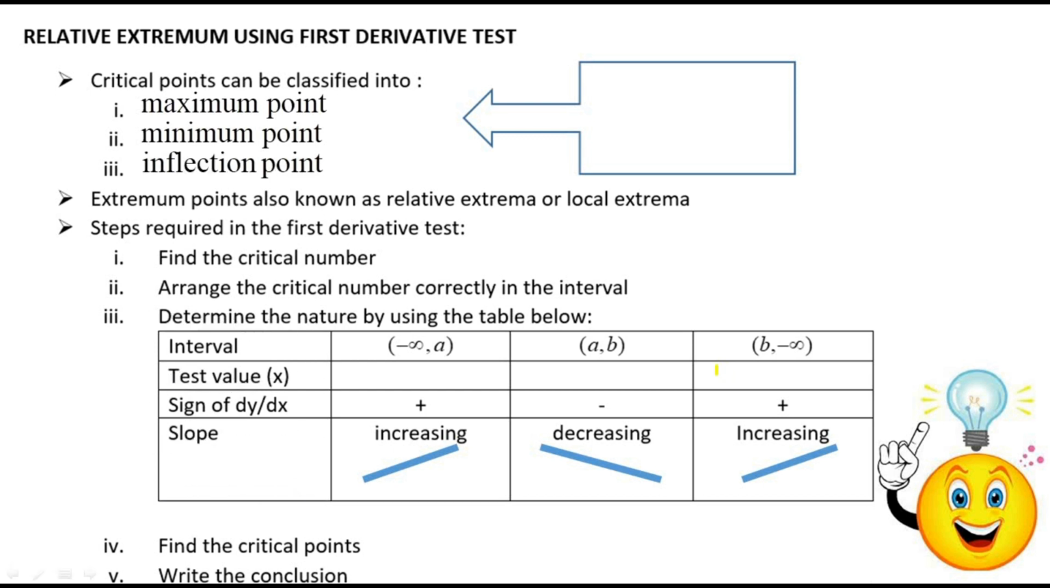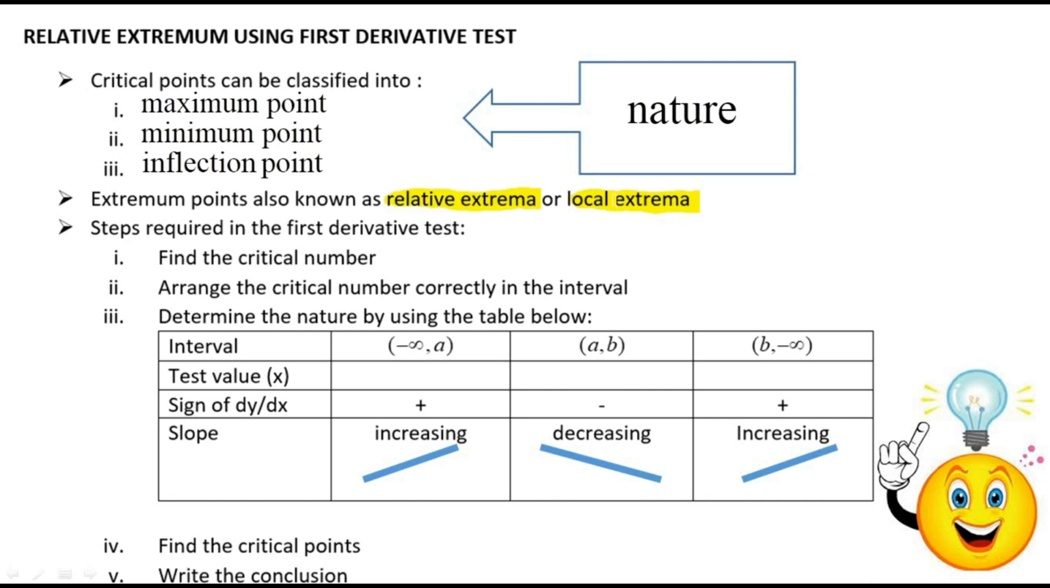Basically, we also use the term nature of critical point in order to identify these three types of point. Extremum point is also known as relative extrema or local extrema.